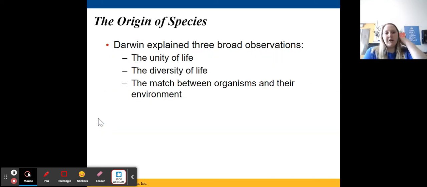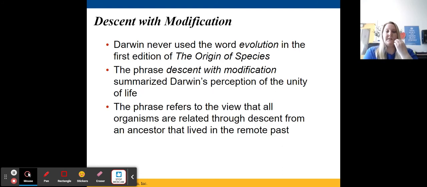There are 3 observations in Darwin's Origin of Species. The first is the unity of life. The second is the diversity of life. And the third is the match between the organism and their environment. Darwin never used the term evolution in the first edition of The Origin of Species. He always used the term descent with modification.